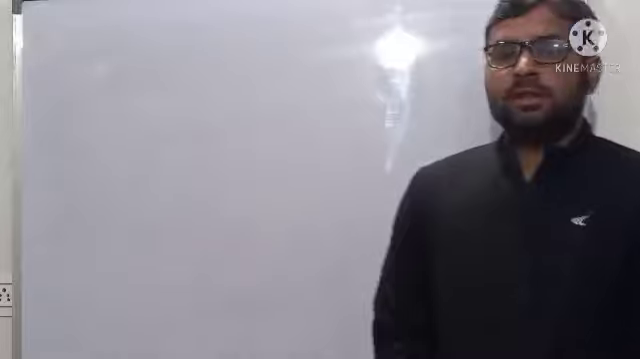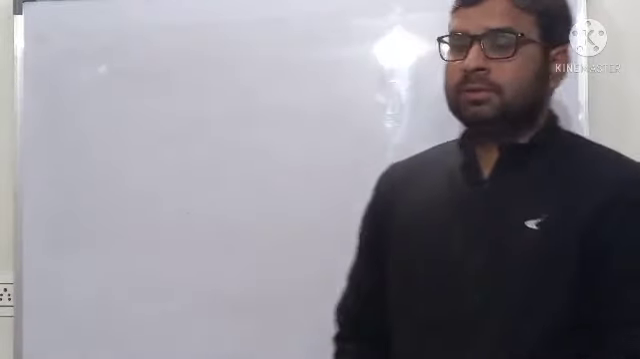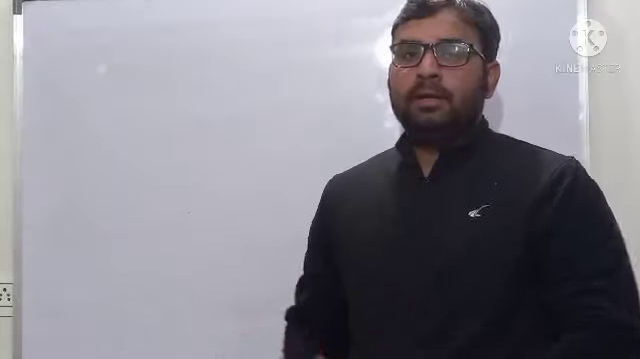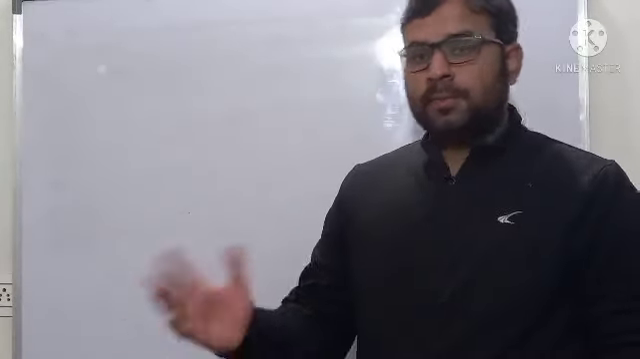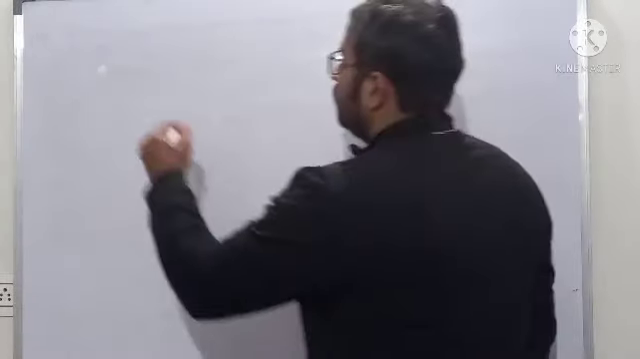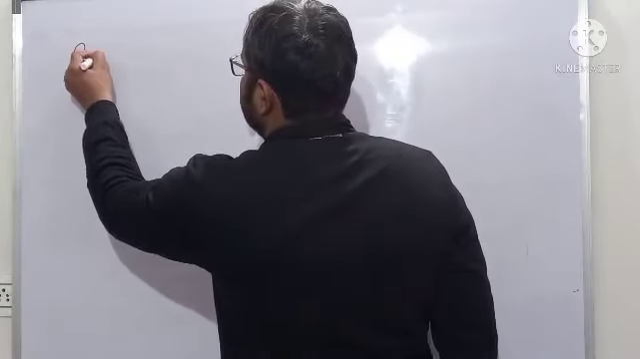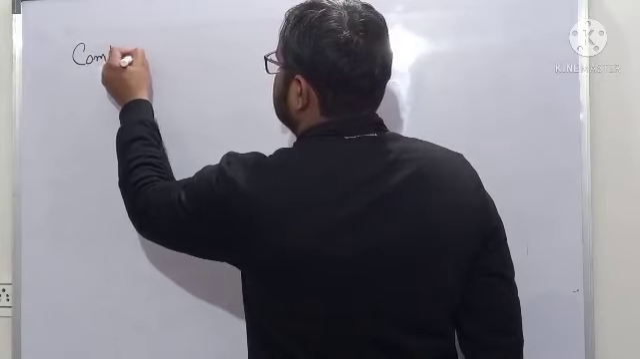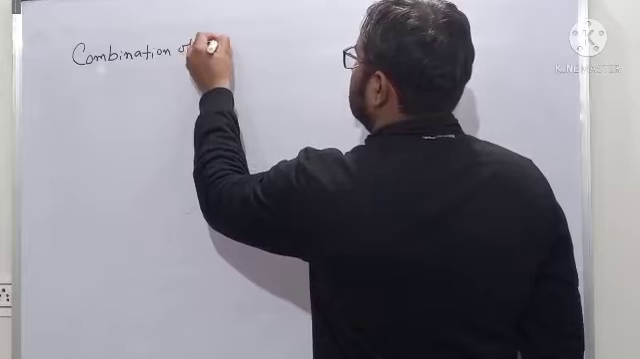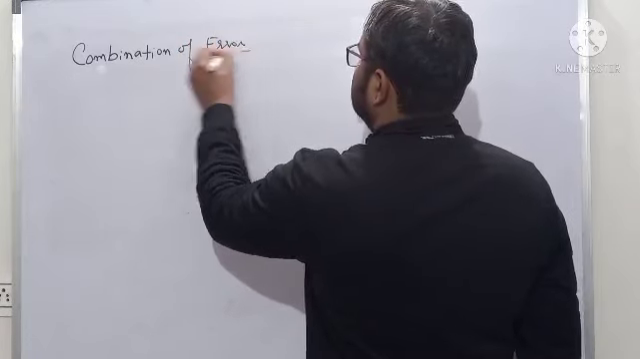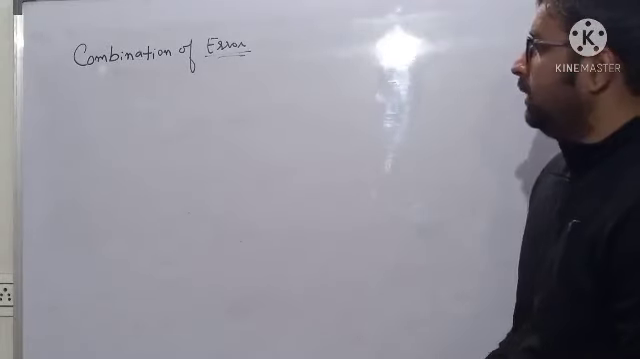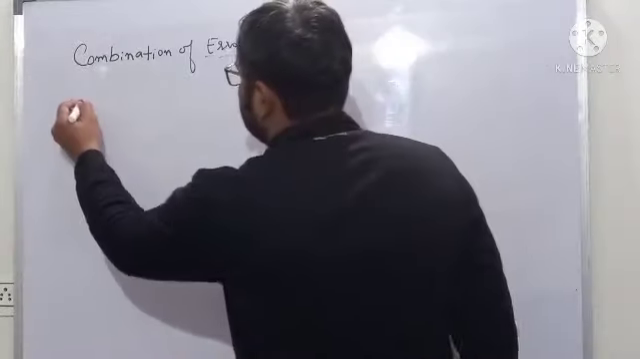Now we will learn something about the combination of errors. What happens when two physical quantities are combined? They may be added, subtracted, multiplied, or divided. So the next topic is combination of errors. We will start from the addition.